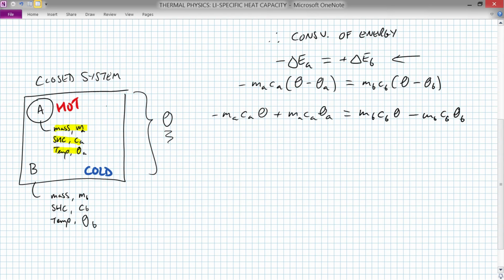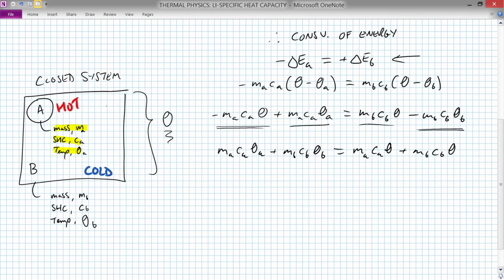And really what we're interested in is theta. We want to know theta, so I'm going to basically collect terms, really. So I'm going to add this term to the side, and I'm going to add this term to the side, so adding both terms to both sides. So that will give me MA CA theta A from here, plus this term over here, so MB CB theta B, and that's going to be equal to, this term is going to be carried over by adding to both sides, that's the final temperature, plus this term which remains on this side.